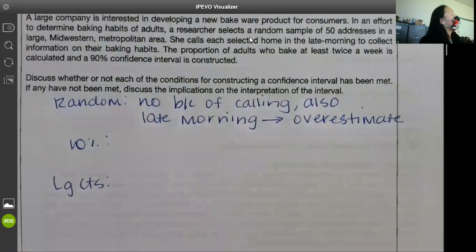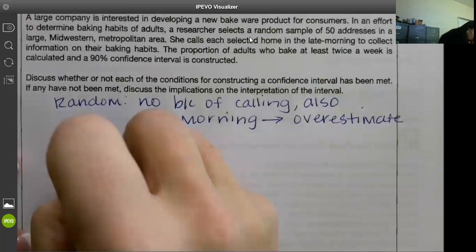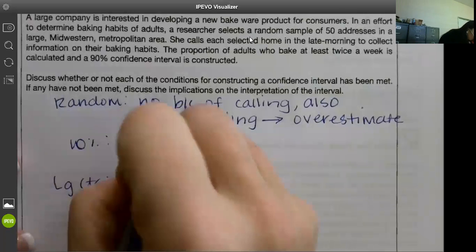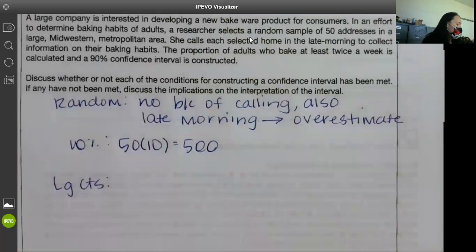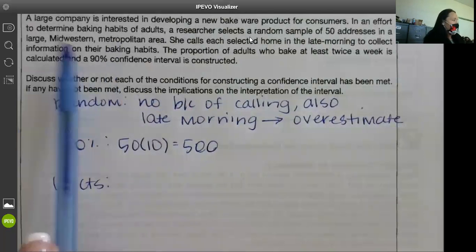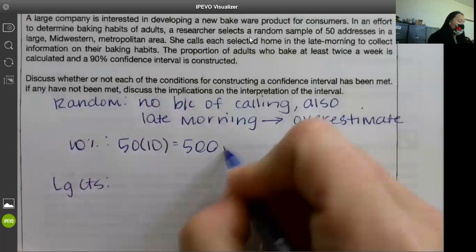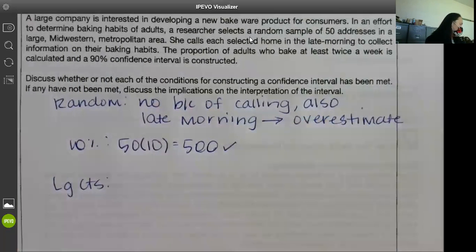So just make sure you read the whole problem, okay? I'm not sure that there are any of those on your test. If you have those, I think they'll be in the multiple choice problems. So just be aware of that. All right, 10%. We took a sample of 50. We multiply it by 10 and we get 500. Do we think that there is more than 500 adults or addresses in a large Midwestern metropolitan area? Yeah, so we're good there. So we don't have to worry about the implications because it's fine.